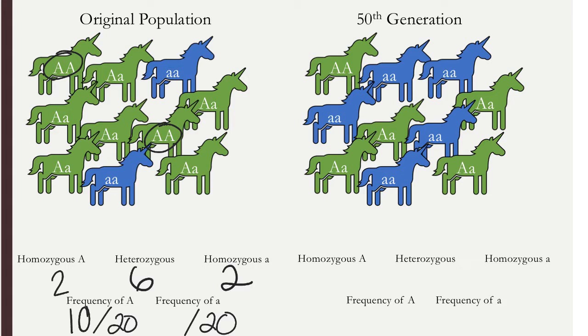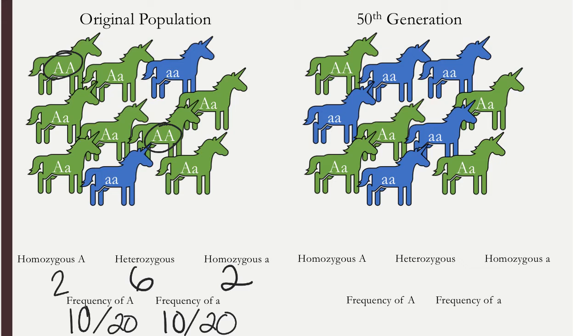The frequency of big A is 50%. Half of all the alleles, either big or little, are big A in this population. What is the frequency of little a? Also 50%. Go ahead and count them up for homozygous big A after the 50th generation.